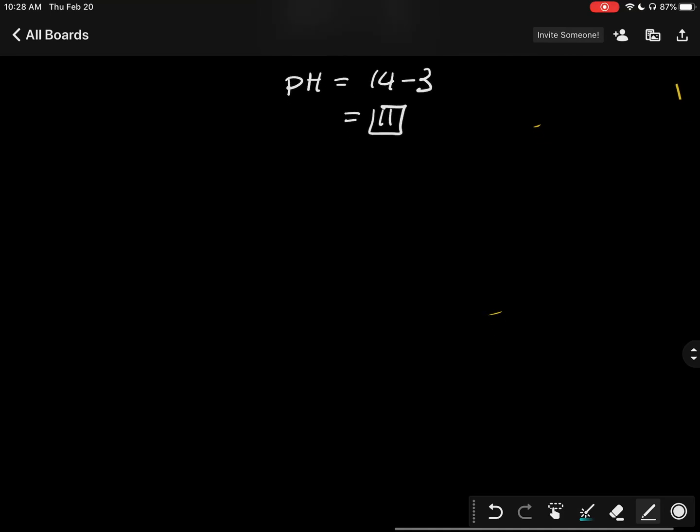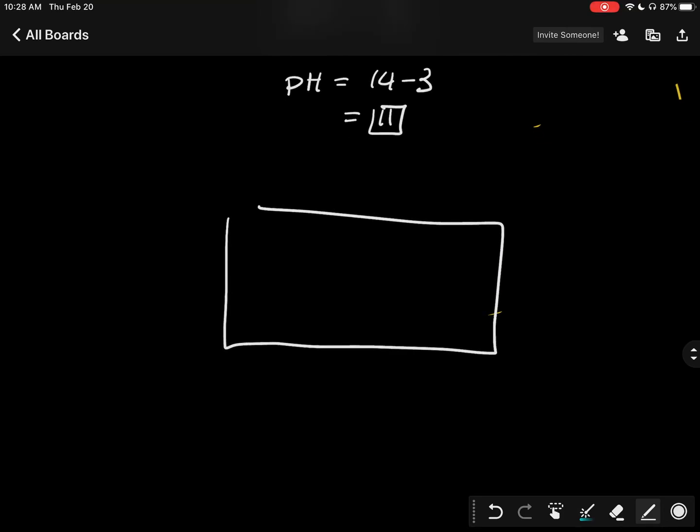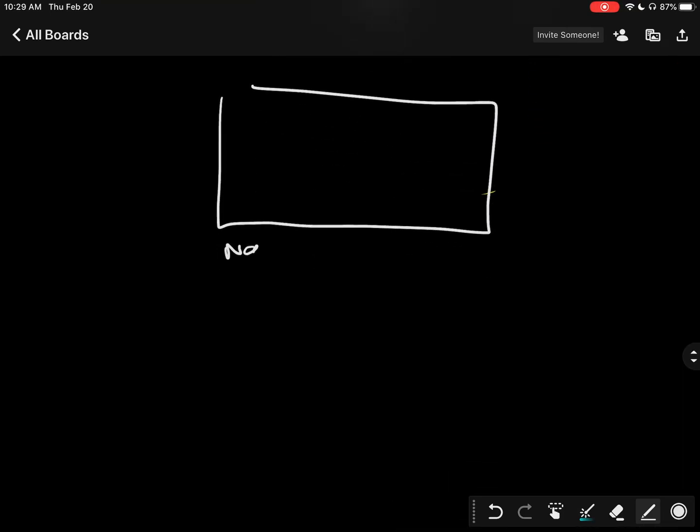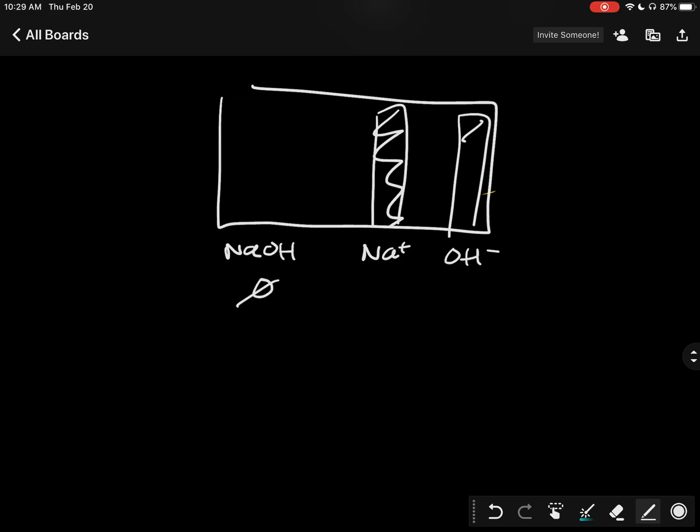And if I was asked to find the major species present in solution, we could say it's either going to be NaOH, Na+, or OH- are the three things that could be in solution, right? We know it 100% dissociates, so we won't have any NaOH, but we will have a lot of sodium and OH-. But remember, OH- is the only thing that contributes to pH.